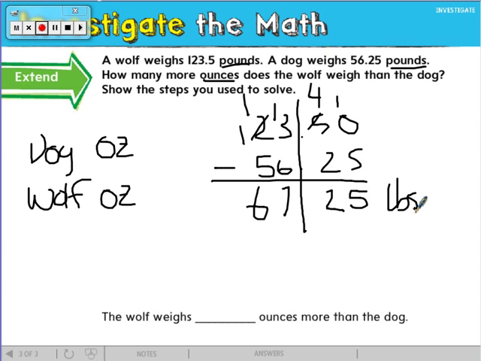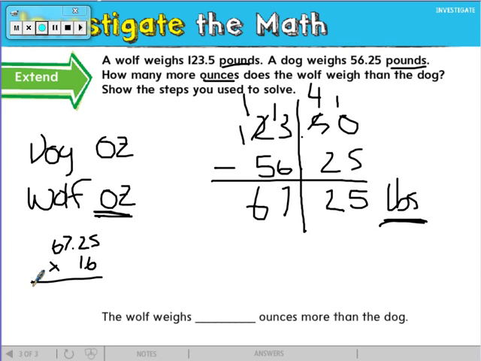How do I convert that to ounces? Divide. I'm going from big to small. Multiply. Right, because I'm going from pounds to ounces. So 67.25 times what?